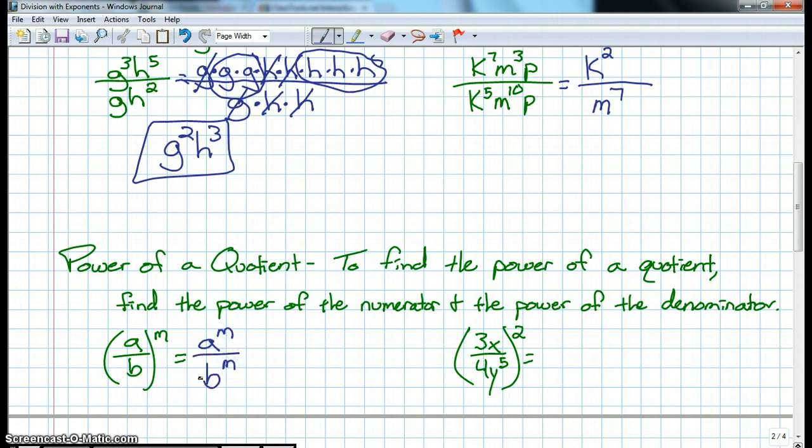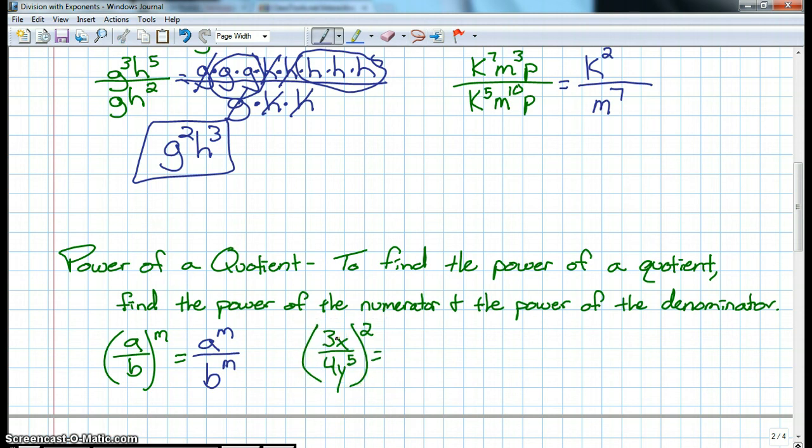Now, my next question is, can we take this any further? Hopefully you understand that that can't be simplified because we have different bases. We have an a here and a b here, and they have to have the same base to simplify. Another example here is 3x over 4y to the 5th, all squared. So let me grab this here and slide it on over, because I'm going to do a couple examples.